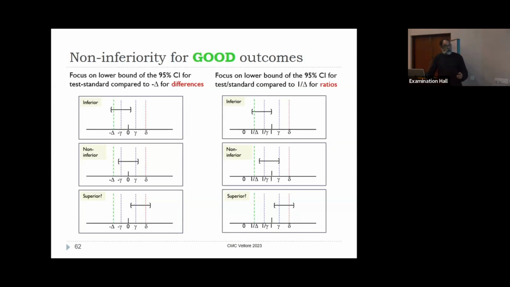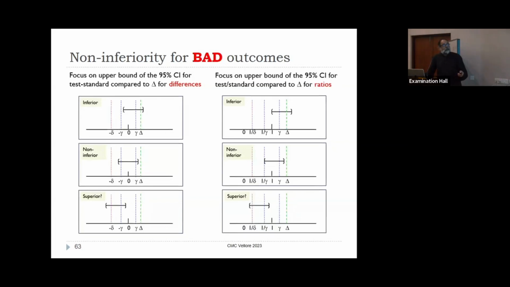And you can do it for differences, or if you're looking at relative risks and you're doing ratios, you can do it also against 1 as opposed to against 0. If you like relative risk, for example, or hazard ratios or odds ratios. And the opposite for bad outcomes is on the other side.